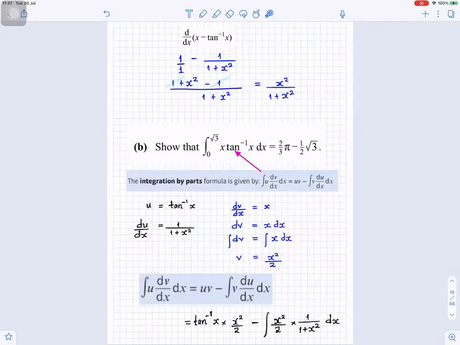Now put it together in the integration by parts formula. We have inverse tan x times x squared over 2, minus the integral of x squared over 2 times 1 over 1 plus x squared.